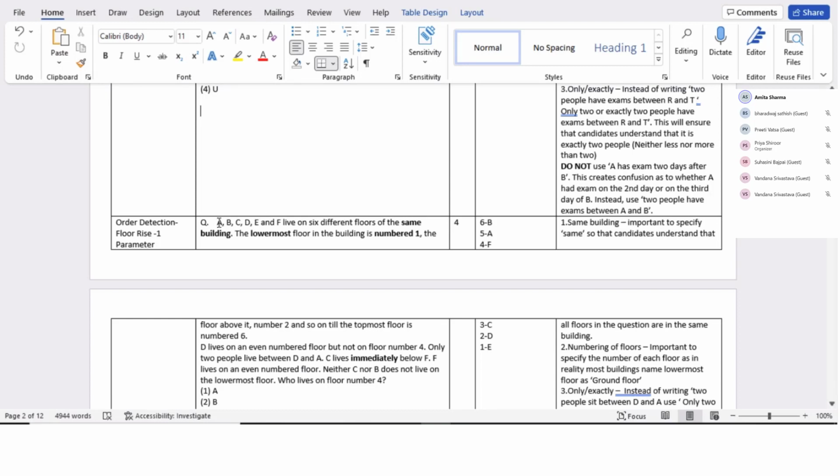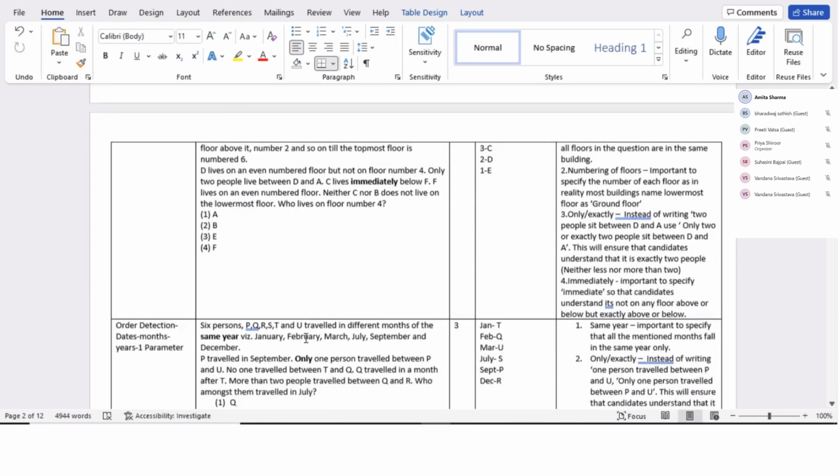So this is also something very important. If you come across some floors, please ensure that this is there. The lowermost floor is numbered 1, the floor above is number 2, and the topmost floor is numbered whatever the topmost floor is. Just ensure that all these points are there.